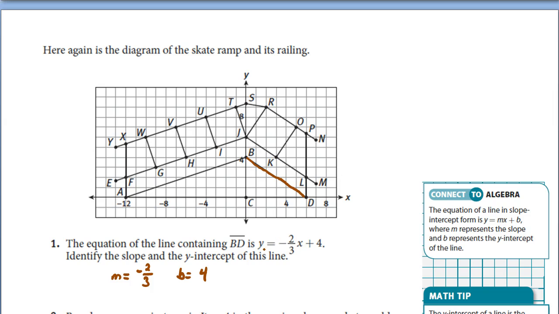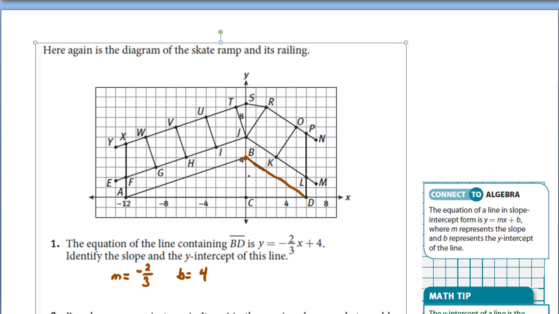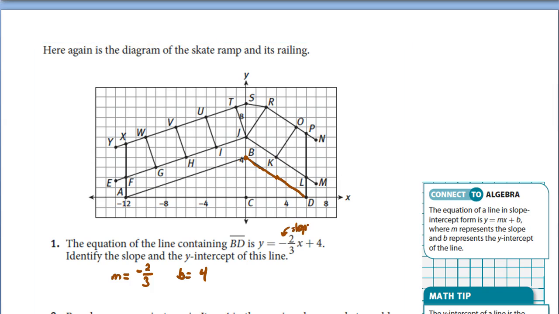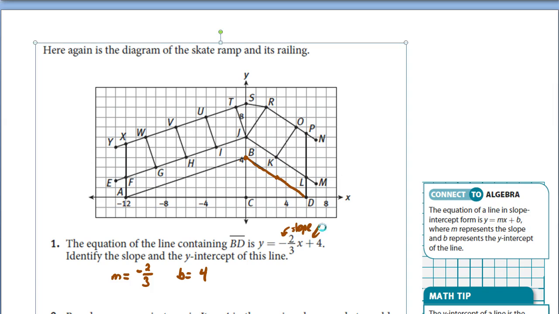From this equation, which is in a certain form called slope-intercept form, we can tell that the slope is negative 2/3 and that its y-intercept is at 4. We can see quickly that its y-intercept is here at 4. And visually, we can confirm the slope of negative 2/3 because if you count down 2 units and then right 3 units, you are back on that brown line. So again, this is called slope-intercept form, where the coefficient of x is your slope and the constant term is the y-intercept.